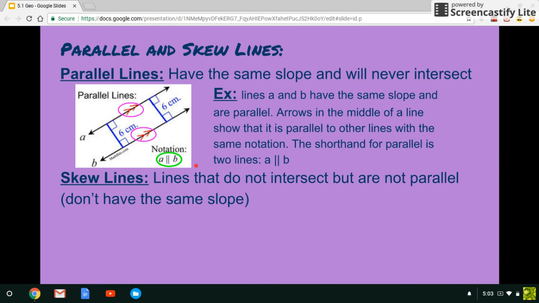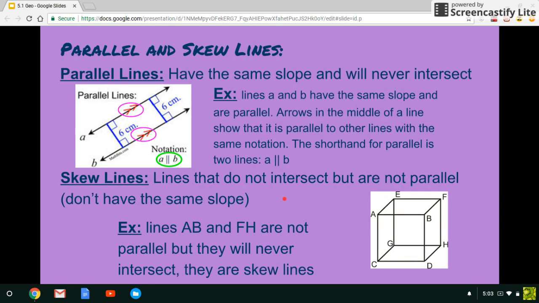Now we have skew lines as well. So skew lines don't intersect, but they're also not parallel. So this means they're also in different planes, because if they don't have the same slope and they're in the same plane, they will intersect. So these are lines that are not in the same plane. They don't have the same slope, but they also don't intersect. So let's kind of get a picture of what that looks like. So in this example, lines AB and FH are not parallel, but they also are not going to intersect. So they are skew lines. They don't lie in the same plane. They don't have the same slope, but they're also never going to touch. So that would be skew lines.